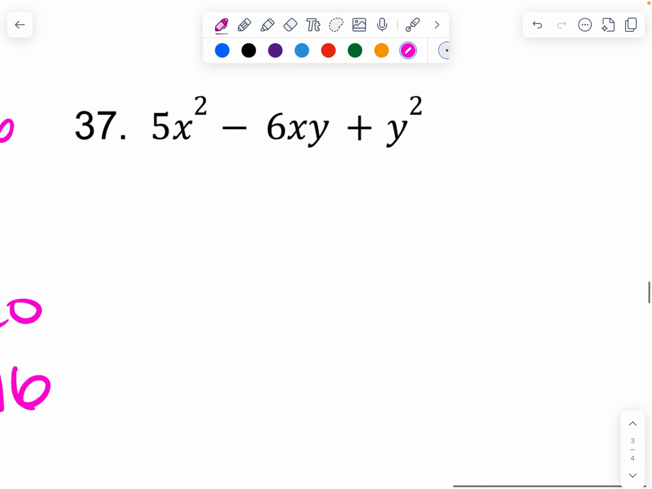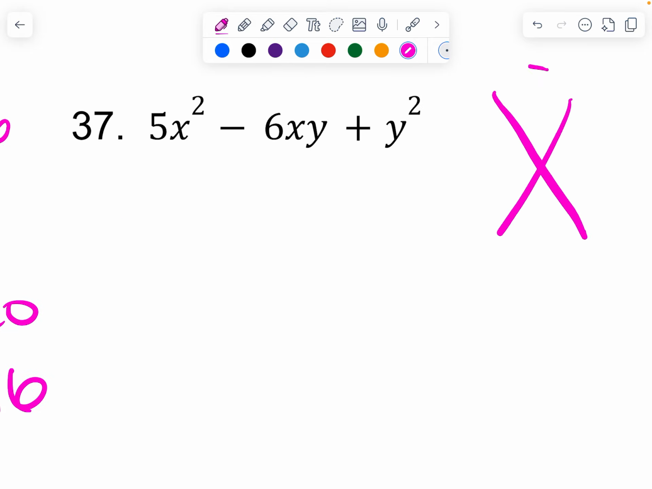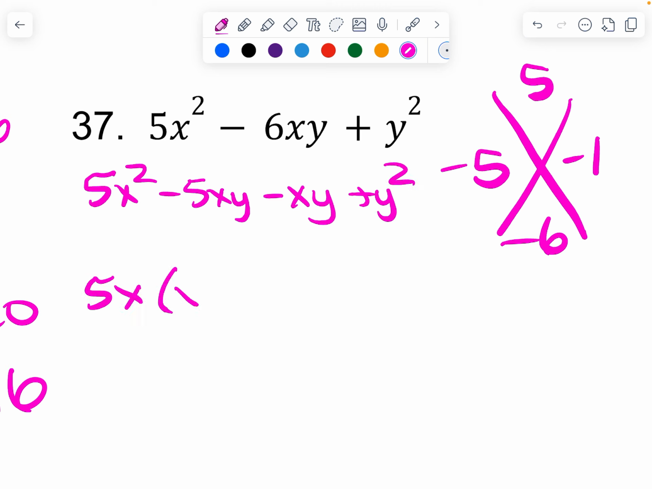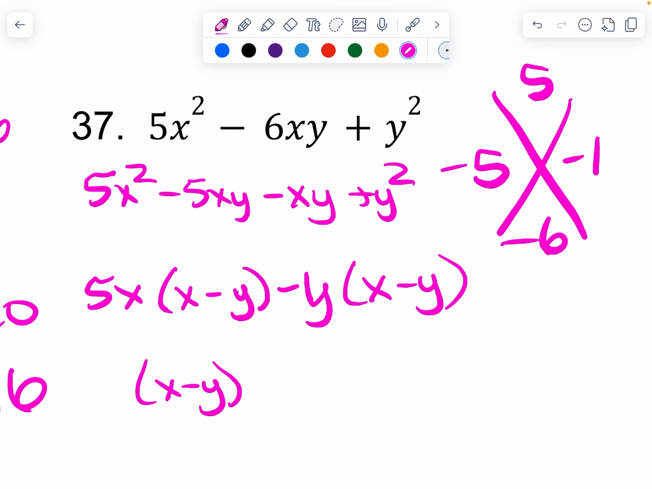This one. What are the factors of 5 that add to negative 6? That would be negative 5 and negative 1. So 5x squared minus 5xy minus xy plus y squared. Take out a 5x, and I'm left with x minus y. Take out a negative y, and I get x minus y. So x minus y times 5x minus y.